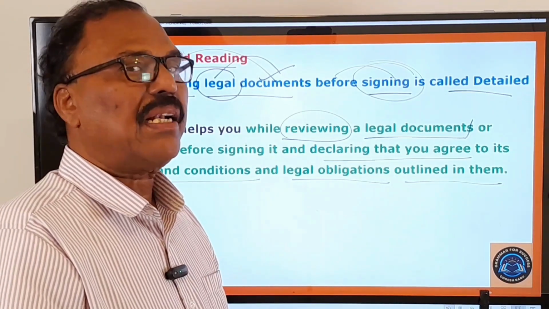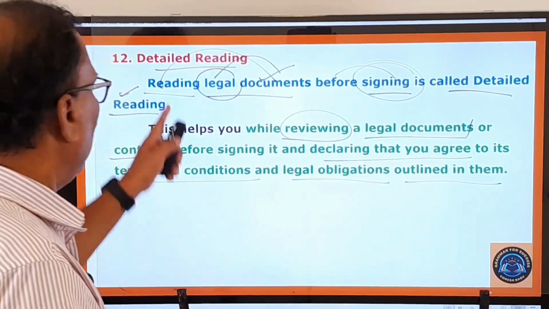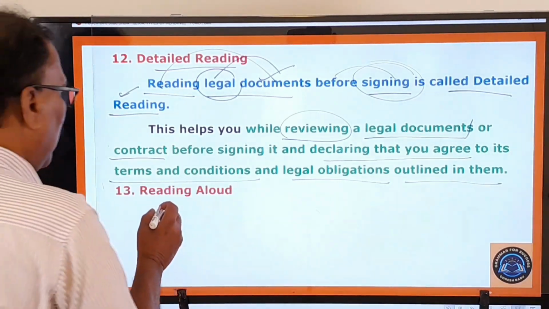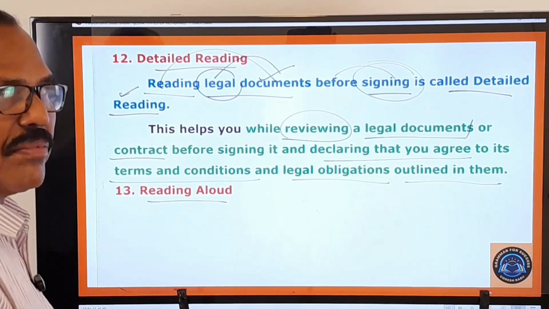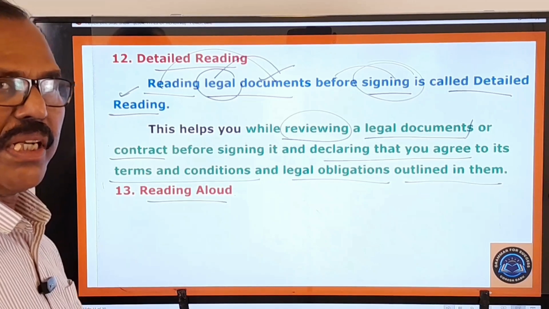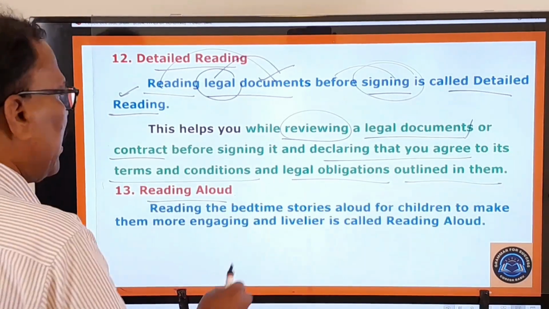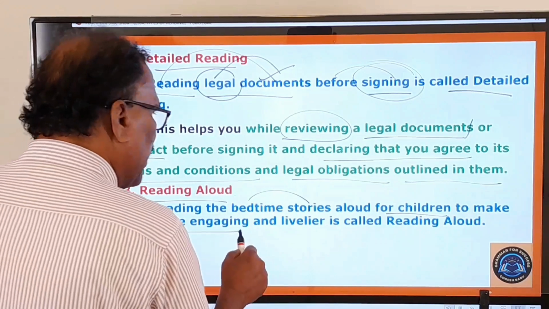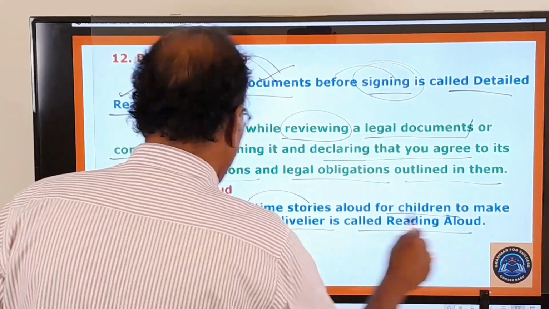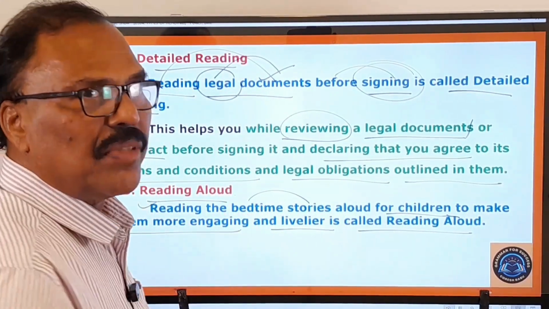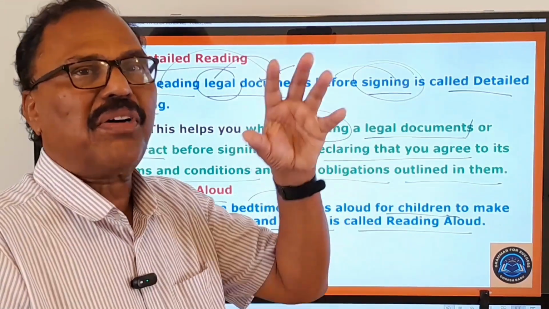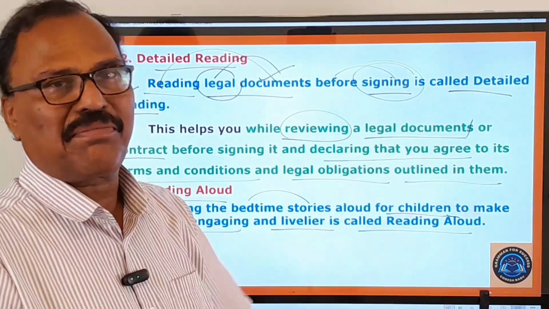So that kind of reading is called detailed reading, right? Reading aloud is there. Reading aloud. What is this reading aloud? Reading the bedtime stories aloud for children to make them more engaging and livelier is called reading aloud. This is very interesting. At bedtime, what happens? You read some stories for your kids, for your children.